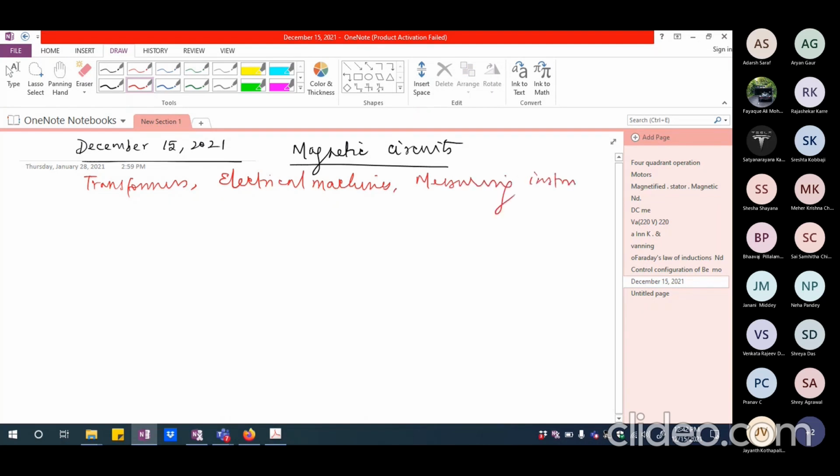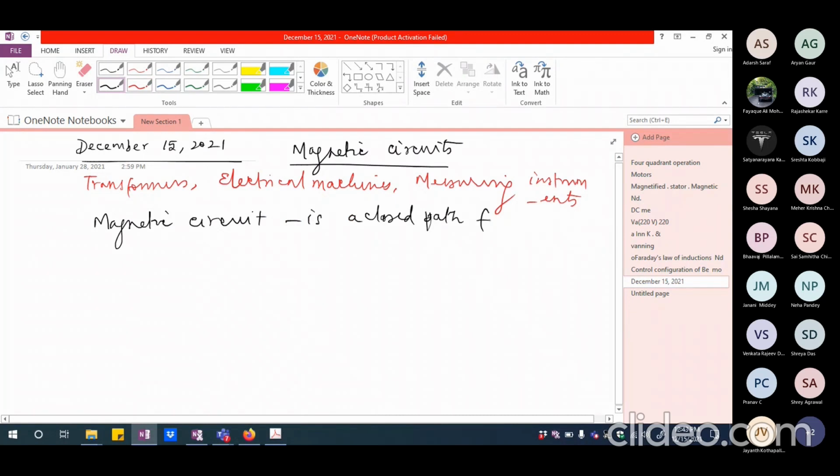Okay. If you look at magnetic circuits, a magnetic circuit is essentially a closed path followed by magnetic field lines. That is the definition of a magnetic circuit. A magnetic circuit is a closed path followed by magnetic field lines, or flux lines, you can say.